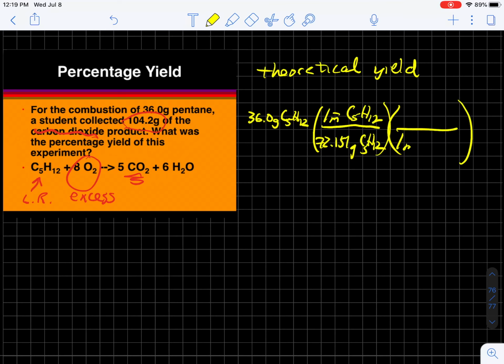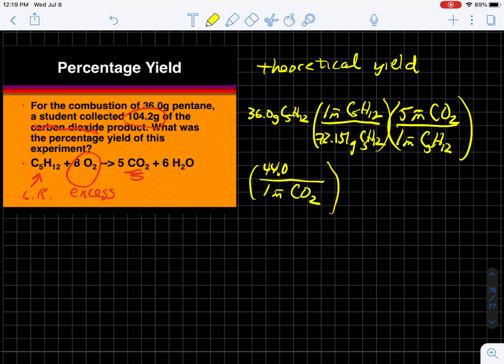Now, according to the balanced equation, for every 1 mole of pentane, we produce 5 moles of carbon dioxide. And now they want the mass of carbon dioxide, so I'm going to have to convert that. So I look up carbon dioxide on the periodic table. I think it's 44.009, but I'm going to calculate it anyway. 12.011 plus 2 times 15.999. Yep, 44.009.